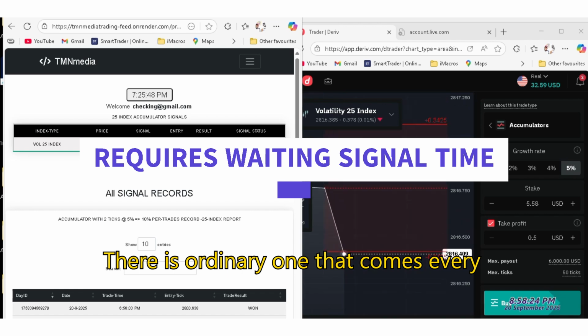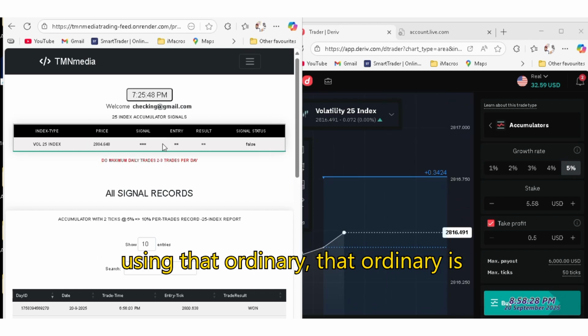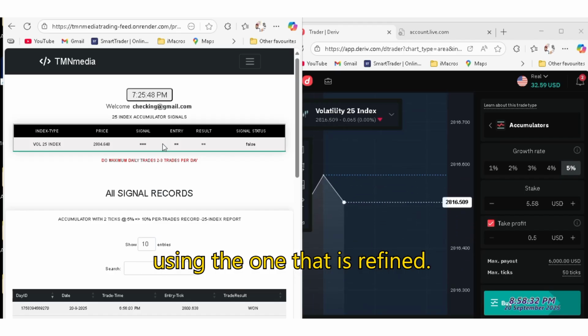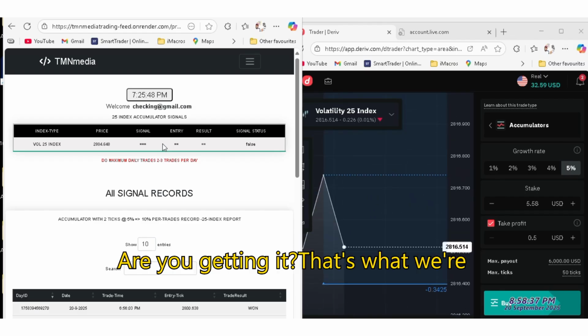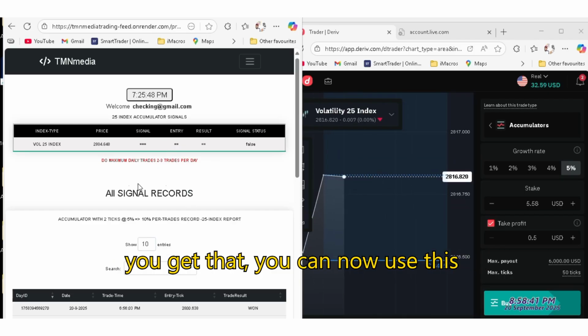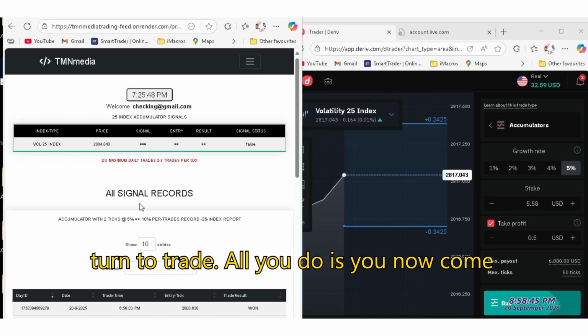There is the ordinary one that comes every time. We are not using that ordinary one. That ordinary is surplus. I'm not using it. We are using the one that is refined. Are you getting it? That's what we're using. So I need you to understand. Once you get that, you can now use this signal and turn the signal into a trade.